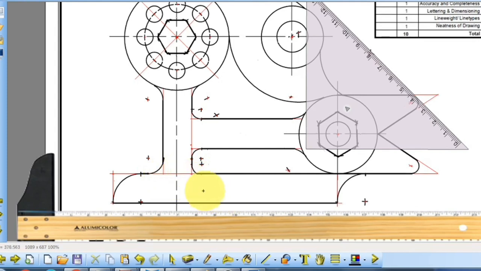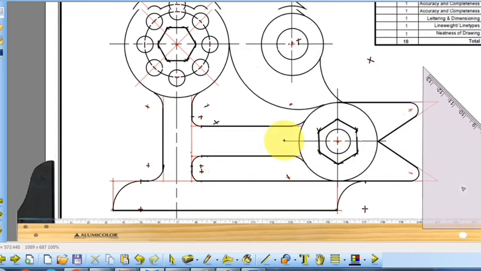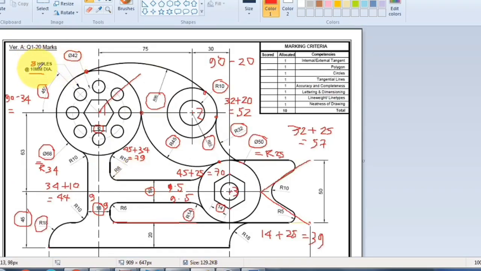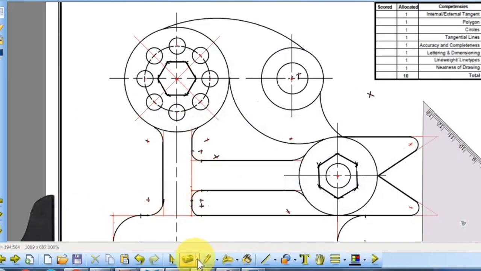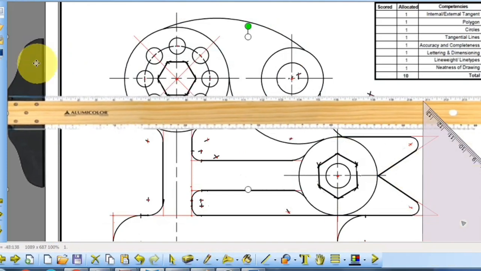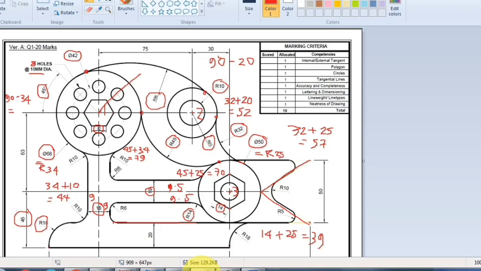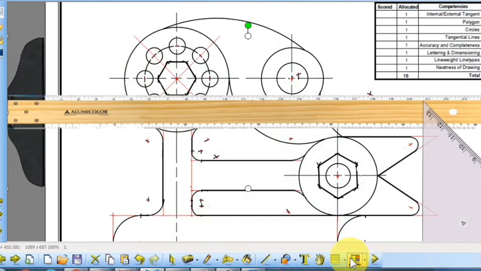Okay, alright, now you can draw the dimensions. So let's draw the dimensions. Let's start it here. Okay, so let's start with the dimension line.